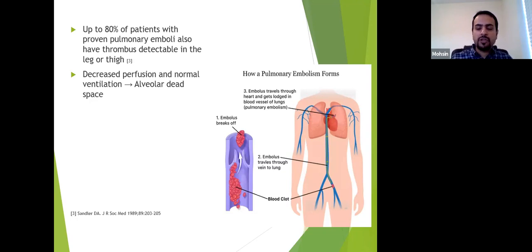And once you have blockage of the blood vessels, this leads to a dead space kind of situation in which there is ventilation, but there's no perfusion, and that leads to difficulty in breathing and oxygenation.